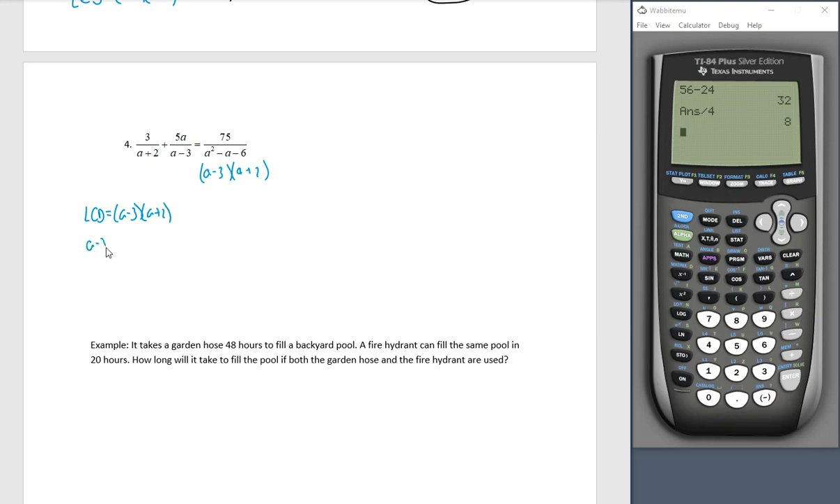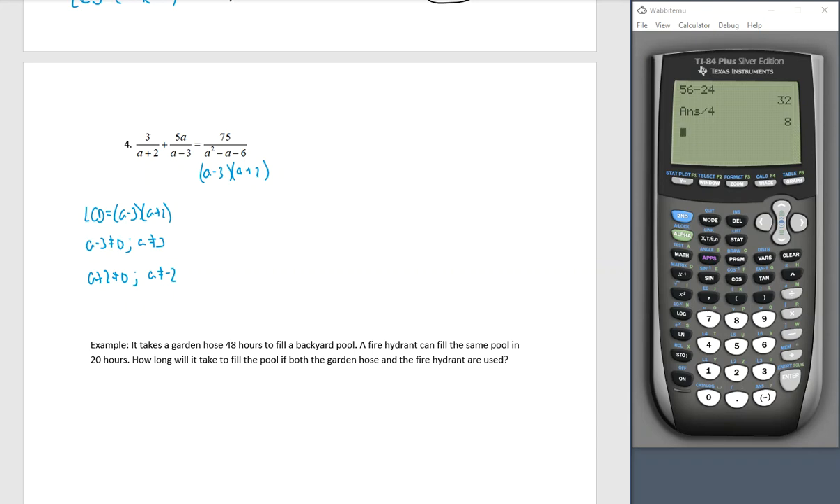We know that a minus 3 cannot be 0, so a cannot be 3. We know that a plus 2 cannot be 0, so a cannot be negative 2. So we'll keep those in mind as we work on this problem.